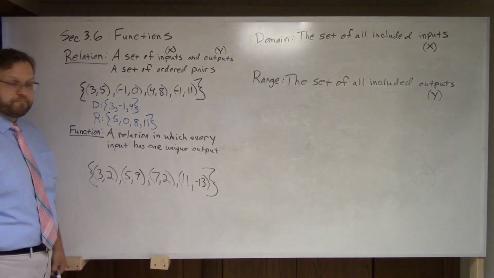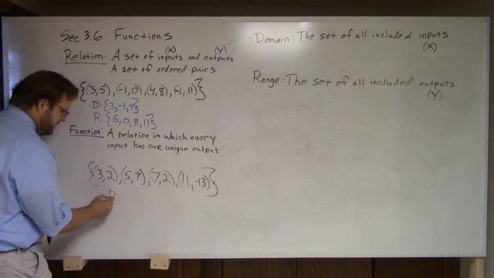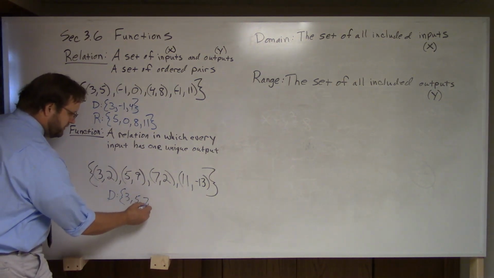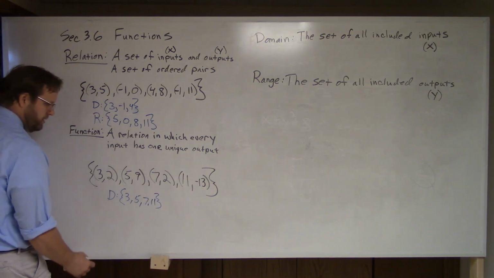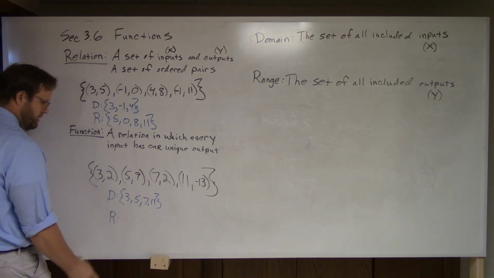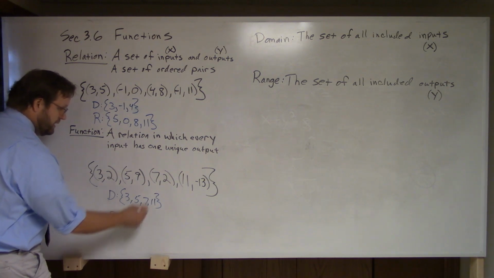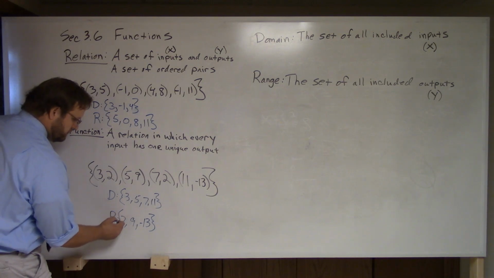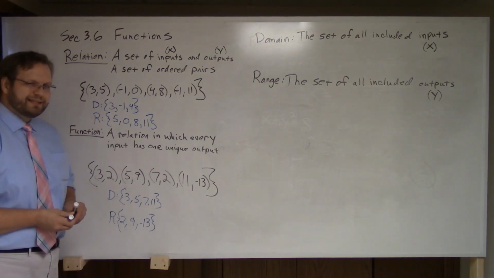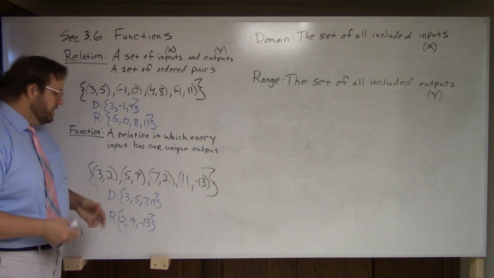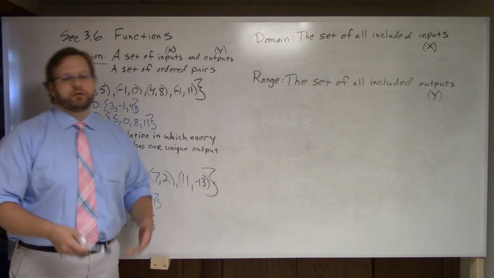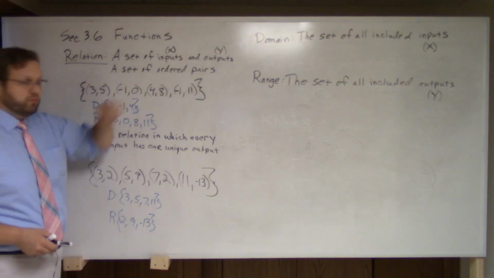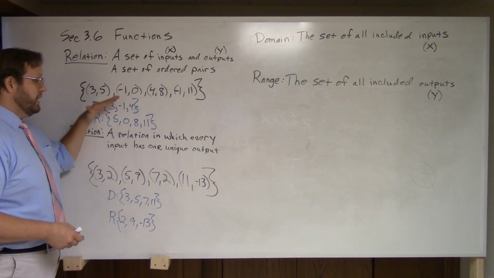Simple as that. Down here, if I look for domain, domain is 3, 5, 7, 11. What's my range? My range is 2, 9, I already have a 2, and -13. If you put the 2 twice, it's not wrong, but you're just saying it twice, and that's not really necessary. So that's what domain and range is. That's how we get it off of a list of ordered pairs.